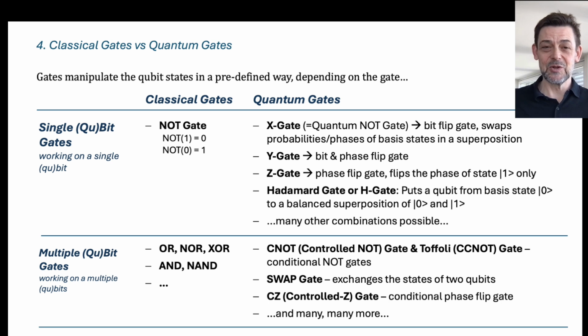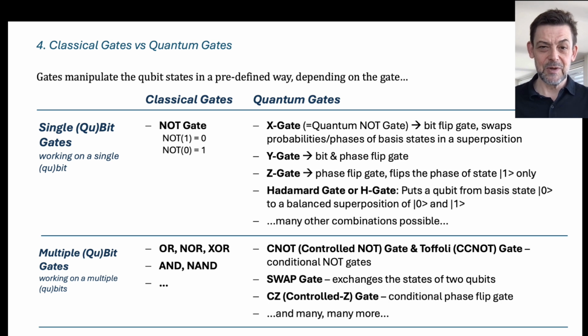Another key gate acting on single qubits is the Hadamard gate, which puts a qubit into a balanced superposition. So there are quite some differences in operators or gates on qubits compared to the classical gates. For single qubit gates, one can say that all these quantum gates can do 2 things. First, they can redistribute the probability balance between the states 0 and 1, and second, they might shift the phase of these states. The X gate, for instance, exchanges the amplitudes, including the phases, of the 0 and the 1 state.